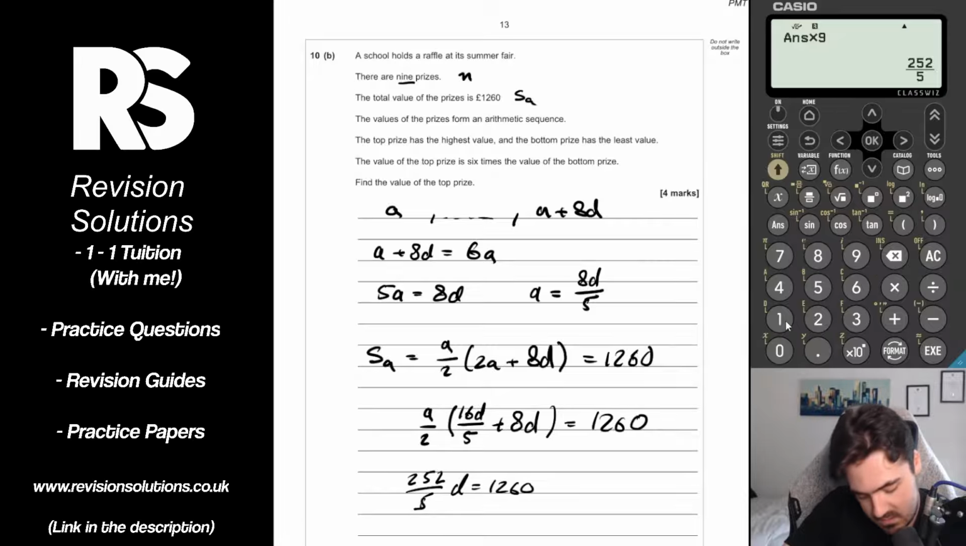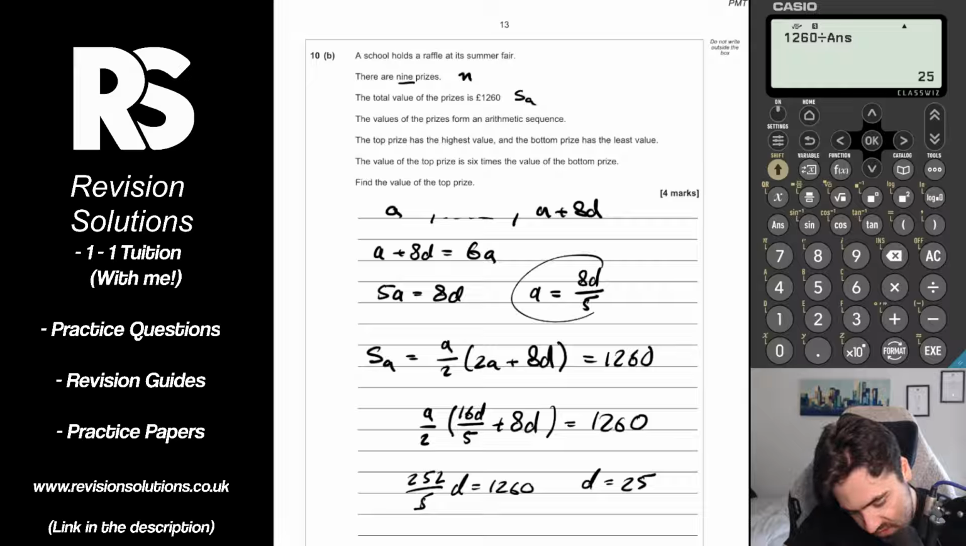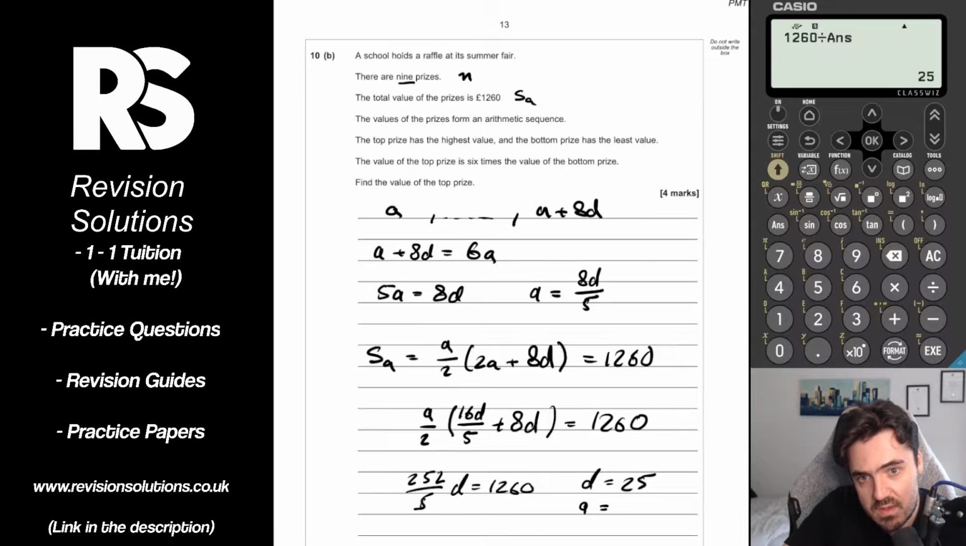So if we do 1,260 divided by our 252 over 5, that answer I just got, so use the ANS button, we get the common difference is just 25. And if we go back to here and find a, that means a would be that times 8. So answer times 8, and then divide that by 5.